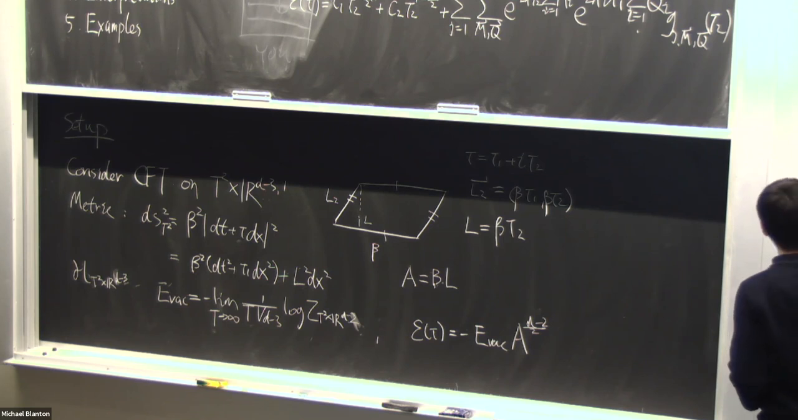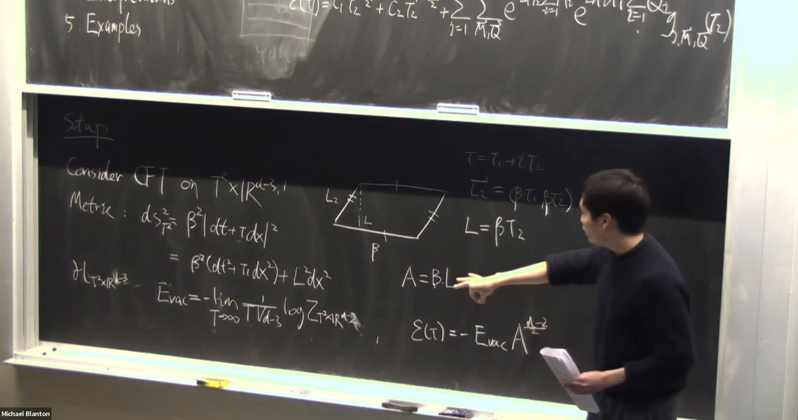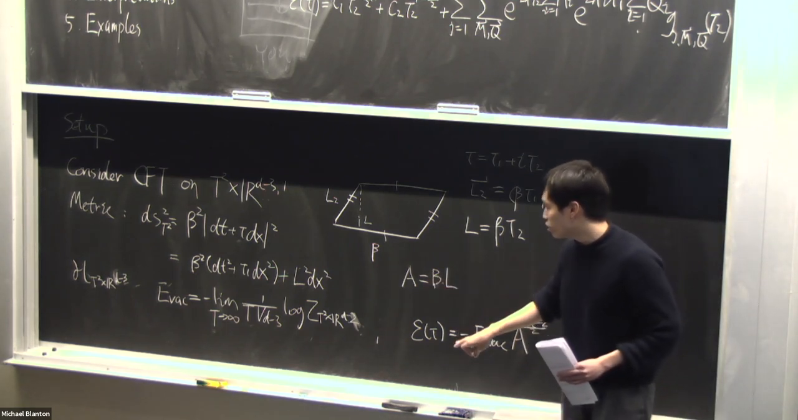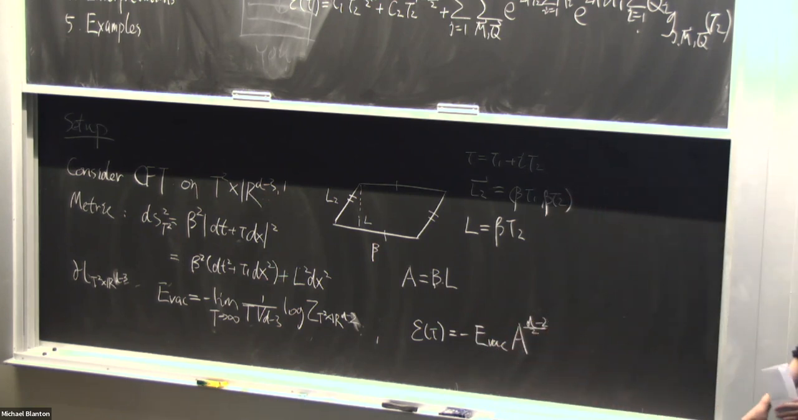Which means that, because we need A and tau to specify a torus, but sometimes there might be some redundancy in this specification.